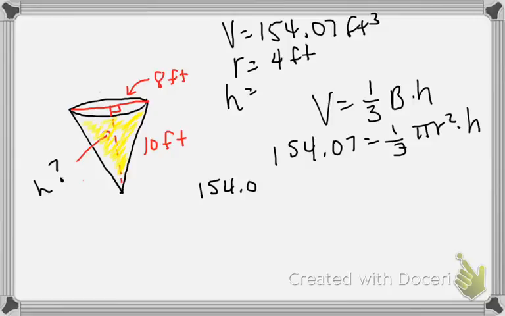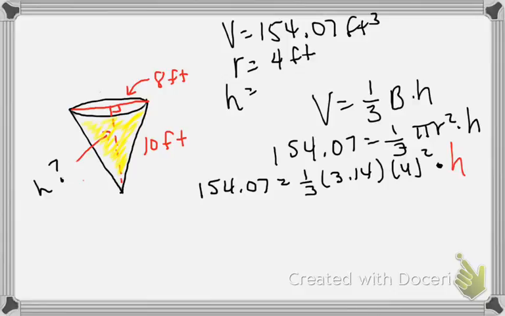So I'm going to rewrite this a little longer. 154.07 equals, and we're going to put 1/3 times 3.14. R we know is 4, and we're going to square it, but we don't know the height. And let's change that to a different color so it really stands out. That stands out.